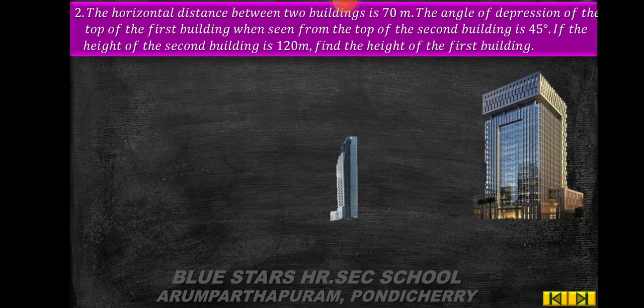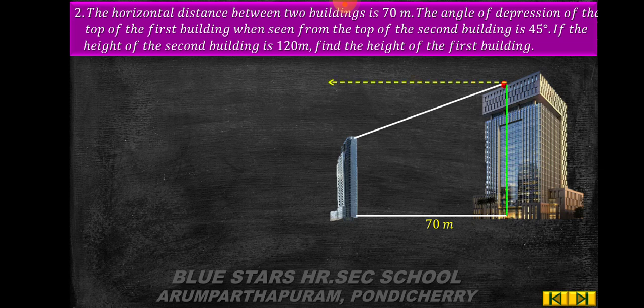Here you have the first building and you have the second building. Then the distance between the two buildings is 70 meter. The angle of depression of the top of the first building when seen from the top of the second building is angle 45 degree. Then join the line from the top of the second building to the first building. So let the angle be 45 degree. Then you have to know the height of the second building is 120 meter. We don't know the height of the first building, so let it be x.